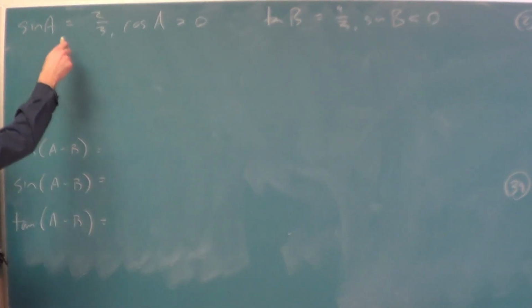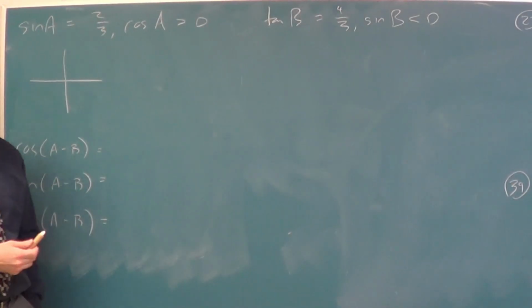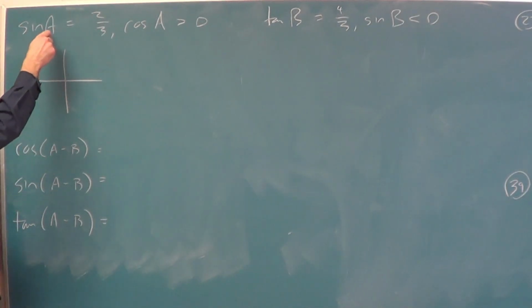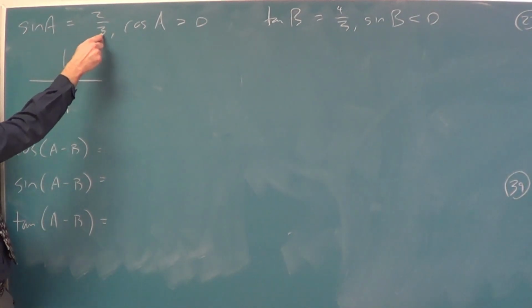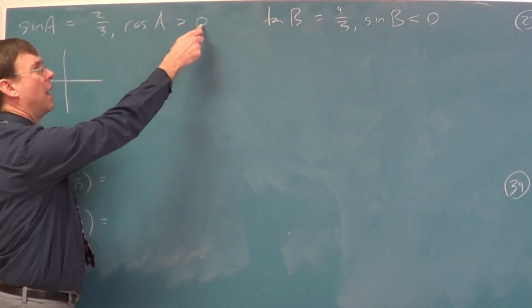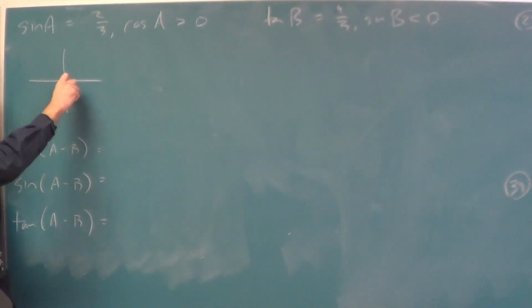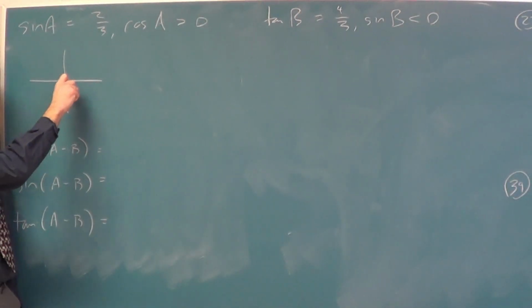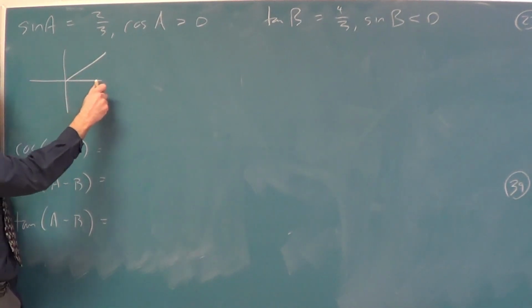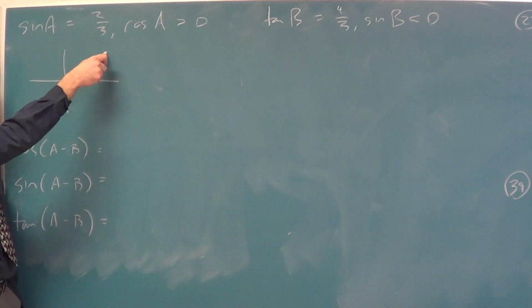What they're going to do is describe to you a situation that's going to let you draw a right triangle, Oscar having a heap of apples kind of picture. So they're saying to you that sine of A is 2/3, which is positive. Cosine of A, by the way, is greater than 0, also positive. So I need to draw into which quadrant if they're both positive? Quadrant 1.